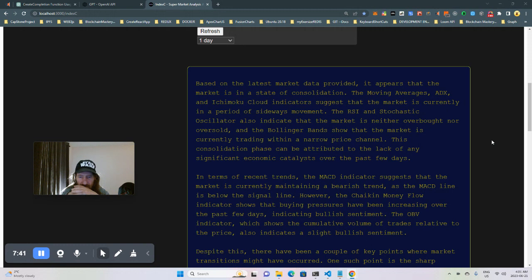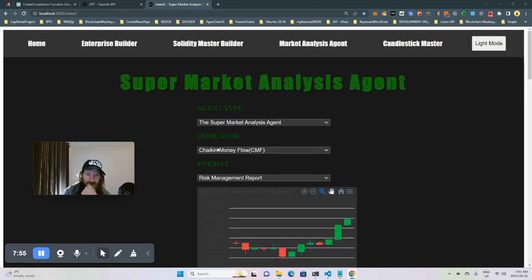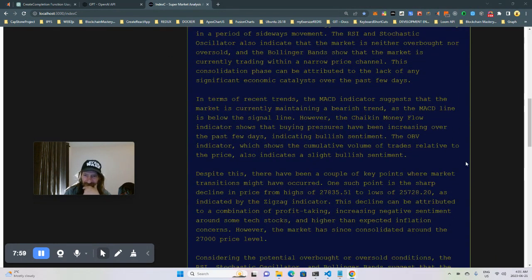In terms of recent trends, the MACD indicator suggests that the market is currently maintaining a bearish trend, as the MACD line is below the signal line. However, the Chaikin money flow indicator shows that buying pressures have been increasing over the past few days, indicating bullish sentiment. The OBV indicator, which shows the cumulative volume of trades relative to the price, also indicates a slight bullish sentiment. Despite this, there have been a couple of key points where market transitions might have occurred.